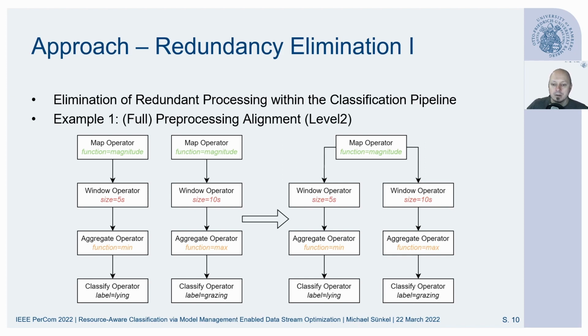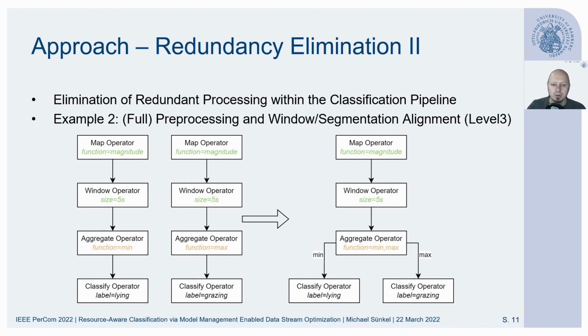This could be done because they are both using the magnitude function for pre-processing. No further redundancy elimination is possible here, since in the segmentation step they have different window sizes. Regarding terminology, we say that this model set provides full pre-processing alignment. That means that all models within this model set share the same pre-processing.